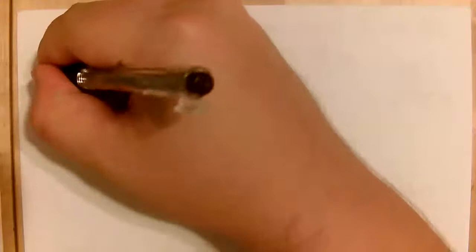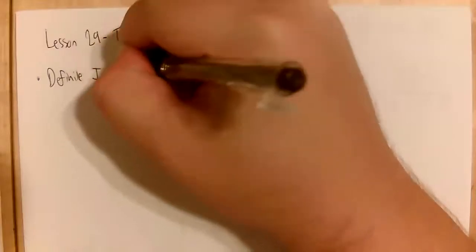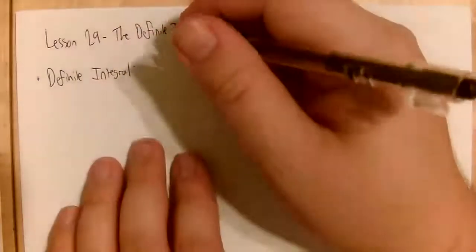But for today's lesson, I want to go into what the limit of the Riemann sum is. It turns out that this has a name. It's called the definite integral. What is the definite integral?